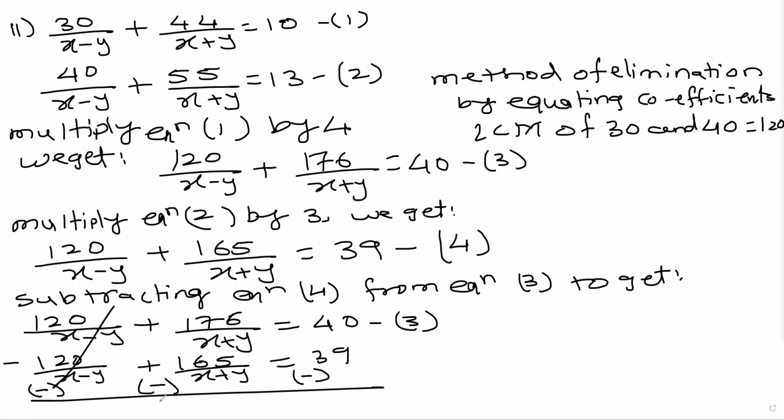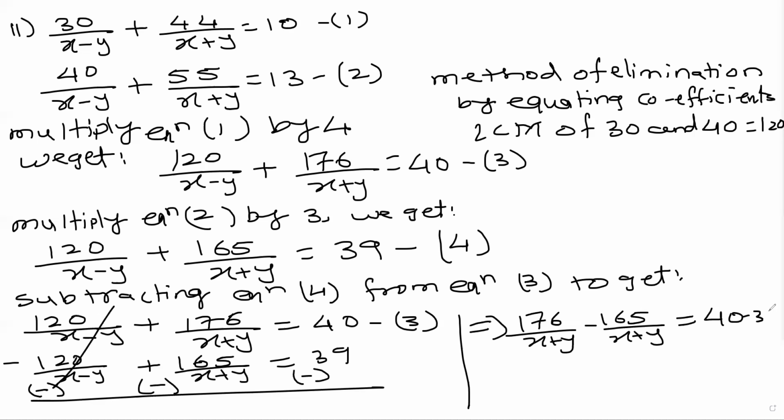So this will get cancelled, isn't it? Because it is the same. So what do you get? 176 upon x plus y minus 165 upon x plus y is equal to 40 minus 39. The denominator is the same, x plus y. 176 minus 165 is how much? 11. Yes, sir. So 11 upon x plus y is equal to 1.